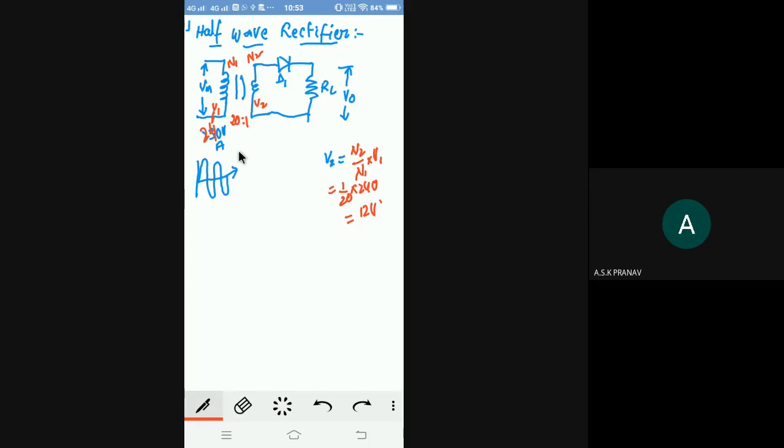What is the input for the step down transformer? 240 volts. What is the output of the step down transformer? 12 volts. So what is the purpose of the step down transformer? It decreases the strength of a signal. So if I give 230 volts here, we get a 12 volt signal here. So here I am getting only a 12 volt signal. This is an example, okay. In reality also, approximately 12 volts is obtained.